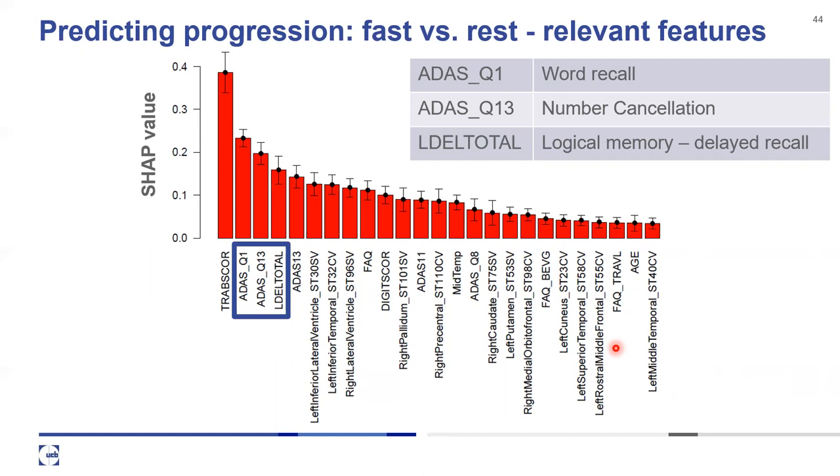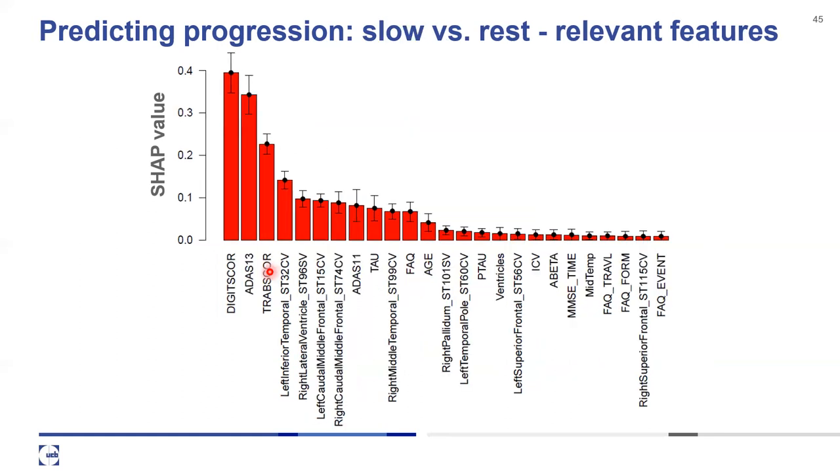Now, ADAS question number 1 refers to word recall, where the subject needs to read and remember a list of 10 words and recall it at a later time. Question number 13 refers to number cancellation, where the subject gets a list of random numbers and needs to cross off each occurrence of two given numbers. And in this third one, LDL total, or logical memory delayed recall, subjects are read a logically organized story and asked to recall it from memory after 20 minutes. These three scores seem quite specific in distinguishing the fast progressors from the rest.